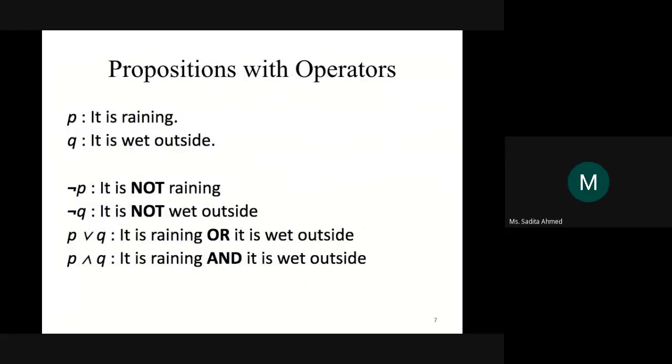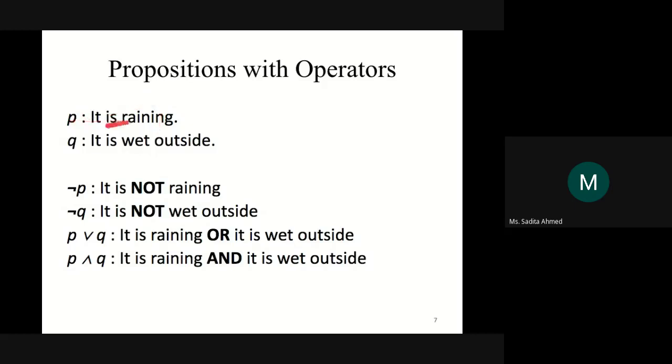So we had our propositional variables P and Q. Remember, they stood for it is raining and it is wet outside for our example. They may stand for something else in some other example, but in the example that we've been working with so far, P stands for it is raining and Q stands for it is wet outside.